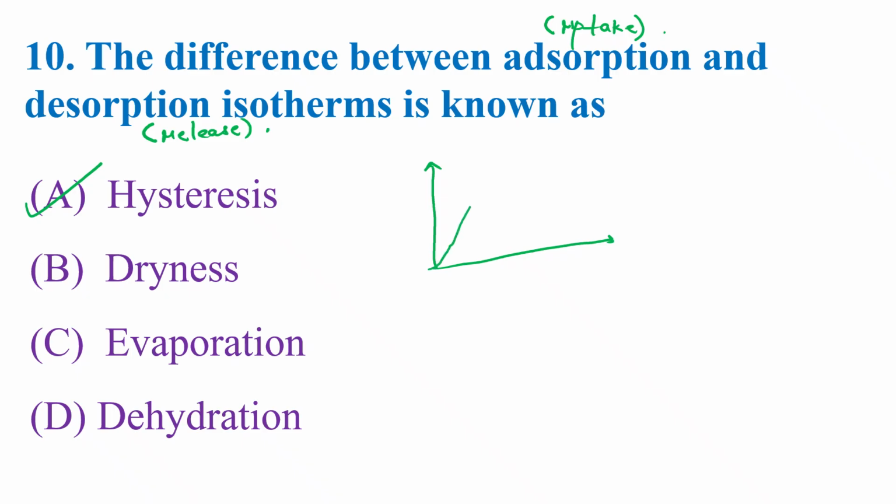So this is the uptake of the moisture and it is the release. The difference between them is known as the hysteresis, and it is caused by various factors like pore structures, capillary condensation, and irreversible bindings. Whereas dryness is a state of low moisture. Evaporation is basically a phase change from liquid to vapor state, and dehydration is the removal of water. So over here my correct option is A, that is hysteresis.